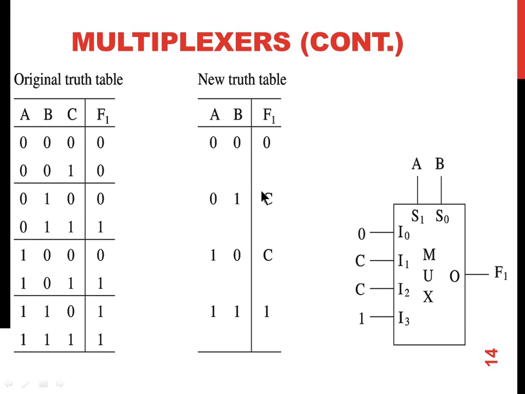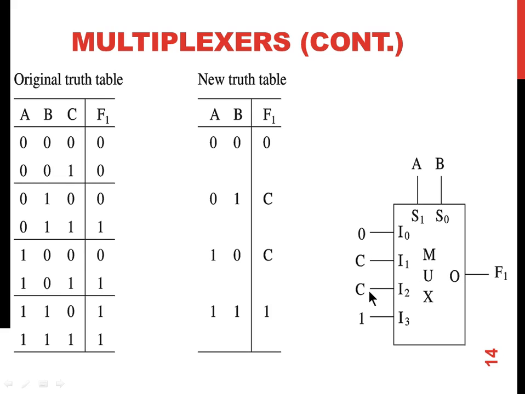Now this can be implemented using a 4 is to 1 multiplexer. So A and B 0, 0 means the zeroth input will go to output F1. So output F1 will be 0. So 0 is connected to I0, input 0. 0, 1, C, I1 will go to F1. In case of select lines AB 0, 1, I1 is connected to C. 1, 0 select line, again C will go to output.